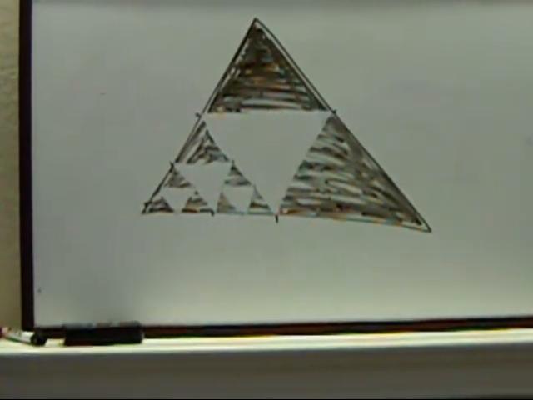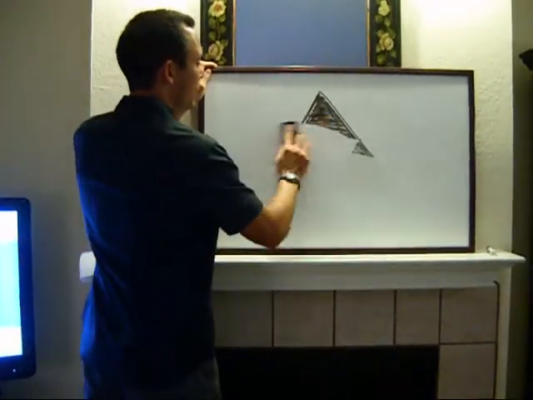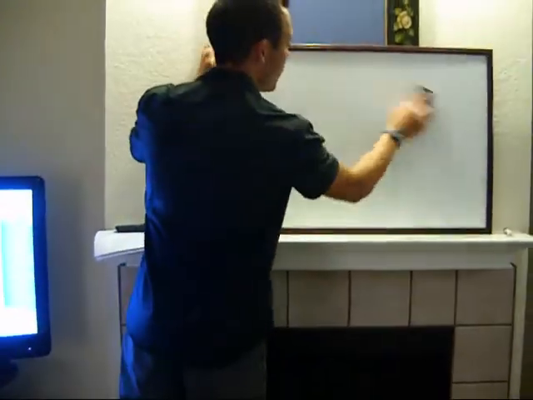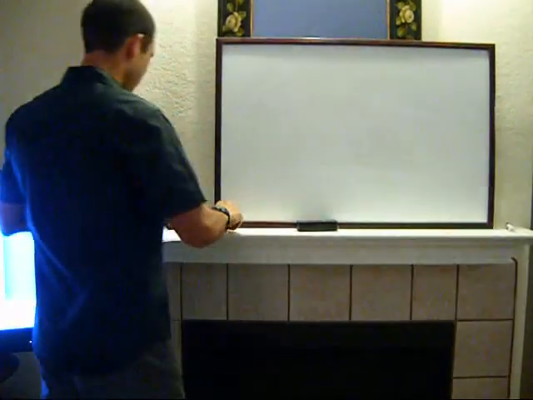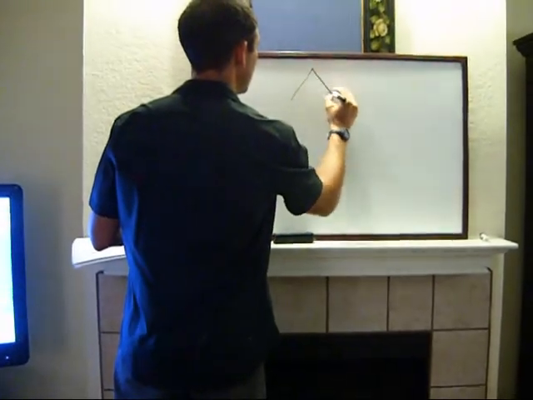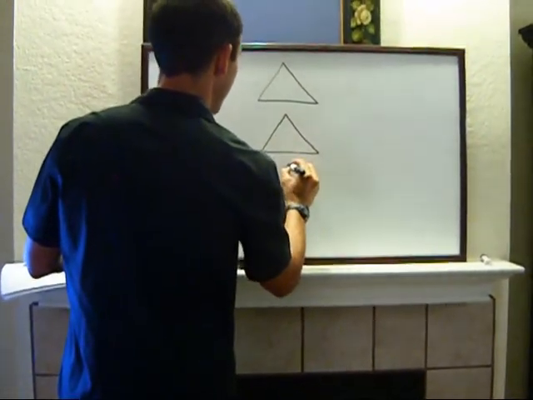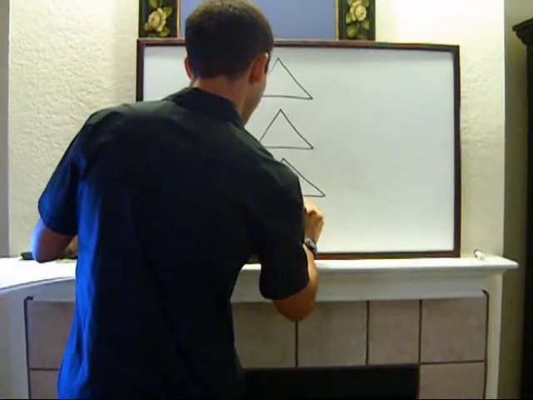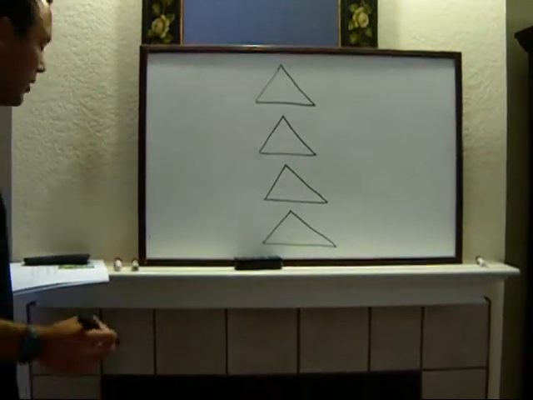Okay, so let's go ahead and erase this. And we're going to talk about now how the Sierpinski triangle relates to what we've learned about sequences. Okay, so I'm going to draw a few triangles right here. I'm going to draw about 4 triangles, if I have the space for them. Okay. Yeah, they're not quite perfect, but close enough.